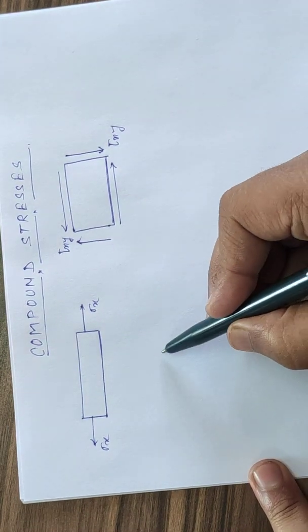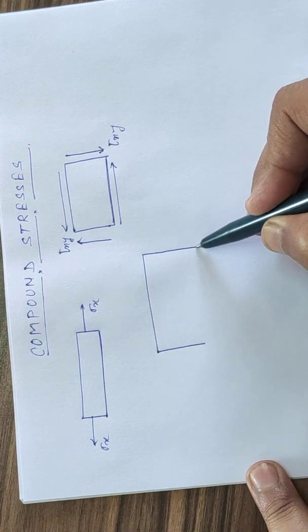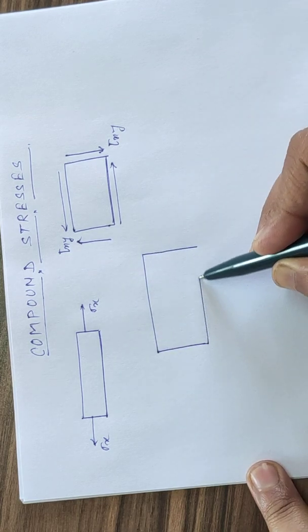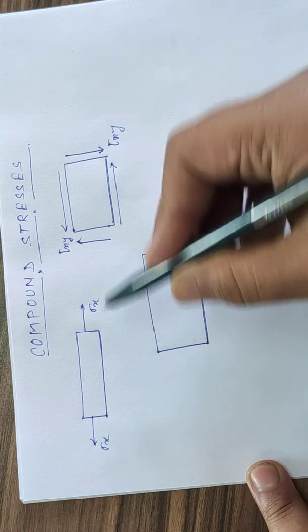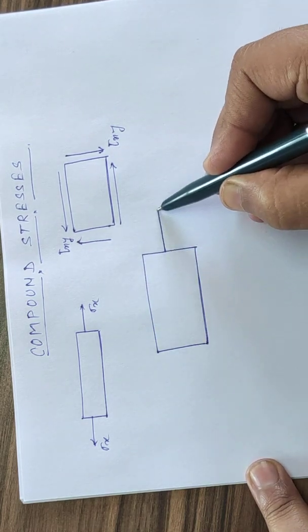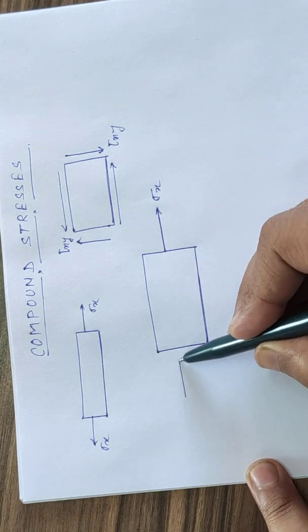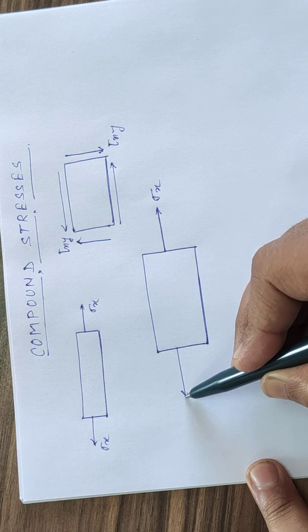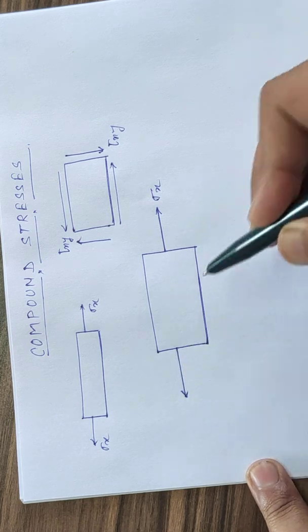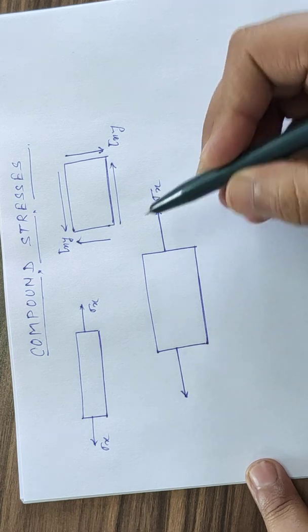Let's say, in a practical situation, these are the ideal situations. In a practical situation the member is always subjected to combined stresses. Combined stresses means the member is subjected to normal stresses and also to shear stresses.